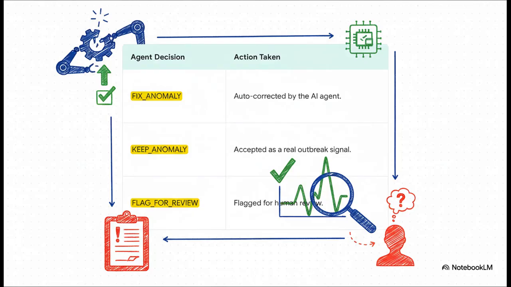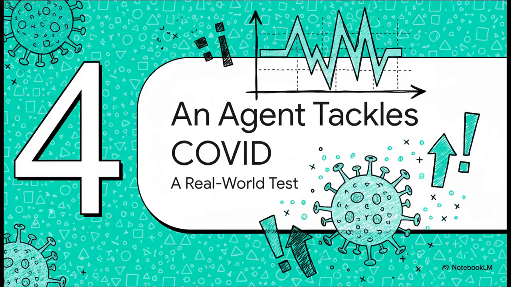And this is where the safety really comes in. The agent can only do one of three things. It can fix a minor glitch, it can decide to keep what it thinks is a real signal, or, and this is key, if something is too big or it's not sure, it just flags it for a human to look at. No crazy, uncontrolled actions here. It's all very constrained.